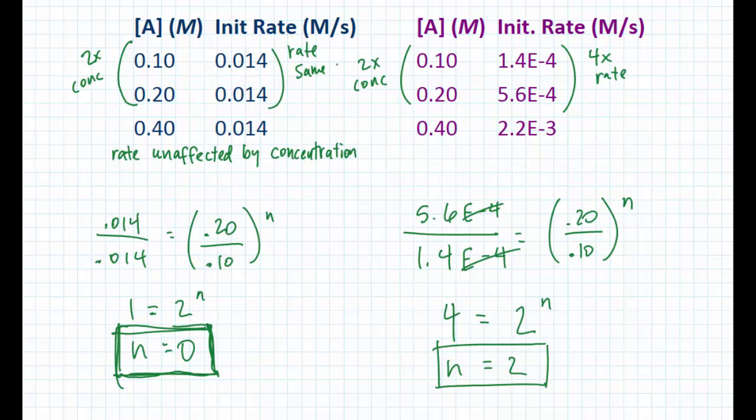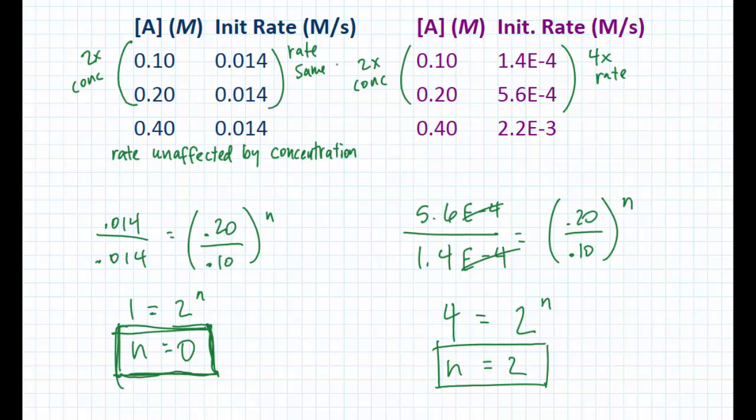With first order, we doubled the concentration. What happened to the rate? It doubled as well. So, if you're the one controlling the data, doubling the concentration is a really nice, convenient way of looking at how the rate is affected. If doubling the concentration has no effect, it's zero order. If doubling also doubles the rate, it's first order. If doubling quadruples the rate, it's second order.